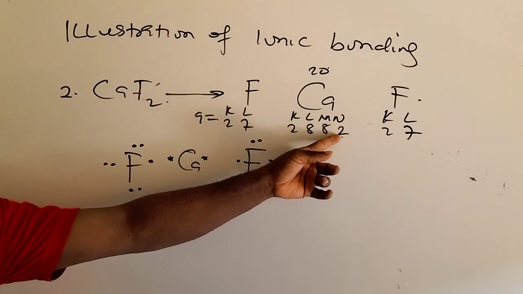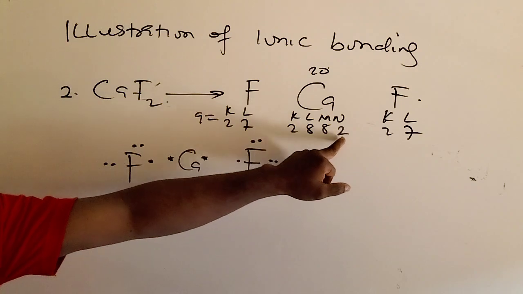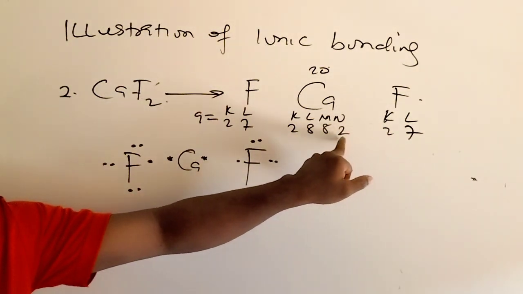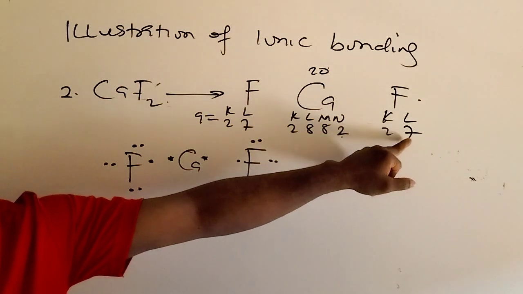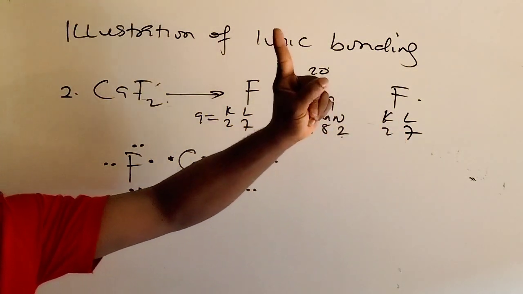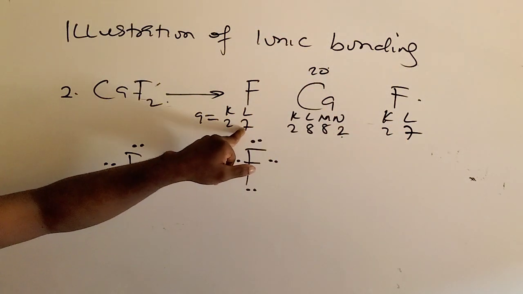A metal donates everything in the outermost shell away. But that 2 cannot go to 1 fluorine, because if it does, fluorine will become more than 8, violating the Octet rule. So fluorine requires 1, being a non-metal. This one requires also 1.